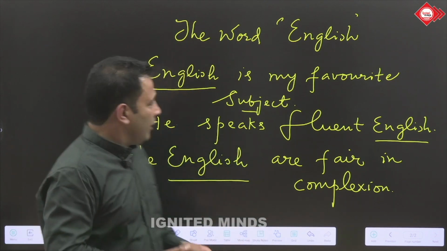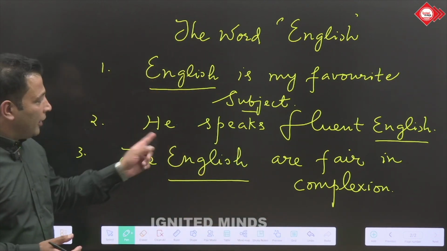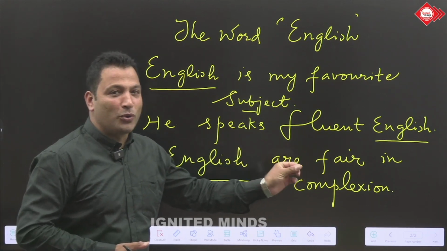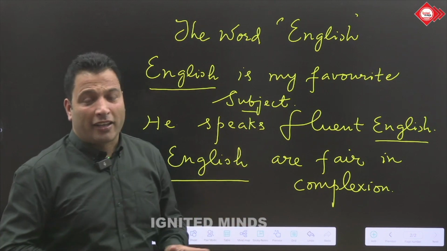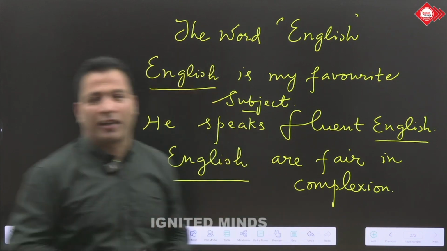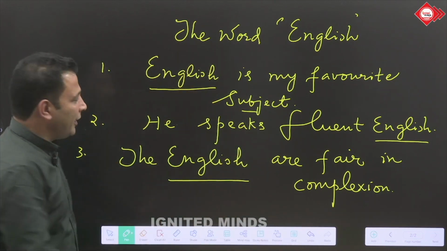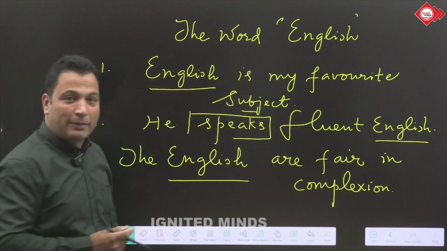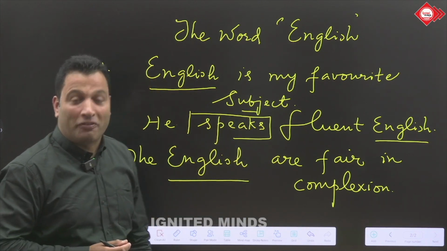But then, in sentence 2 where I say, he speaks fluent English, यहाँ पे आप ज़रूर अंदाज़ा करेंगे कि यहाँ पे English as a subject नहीं है. Because there is a word in the sentence, speaks. And whenever we talk of speaks, we talk of a language.